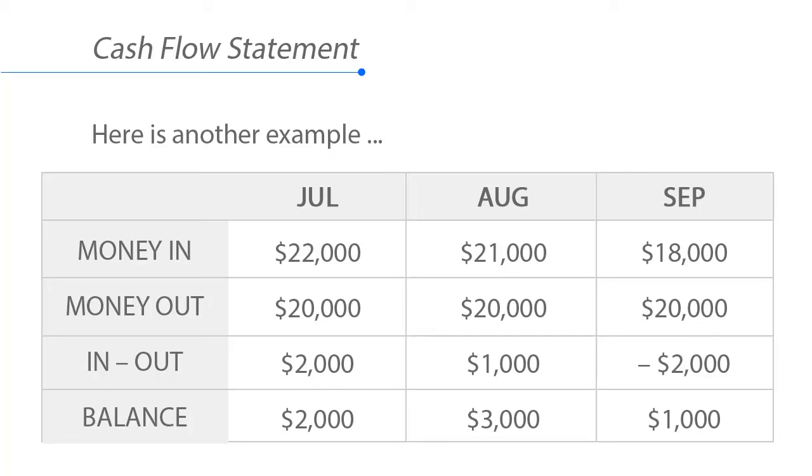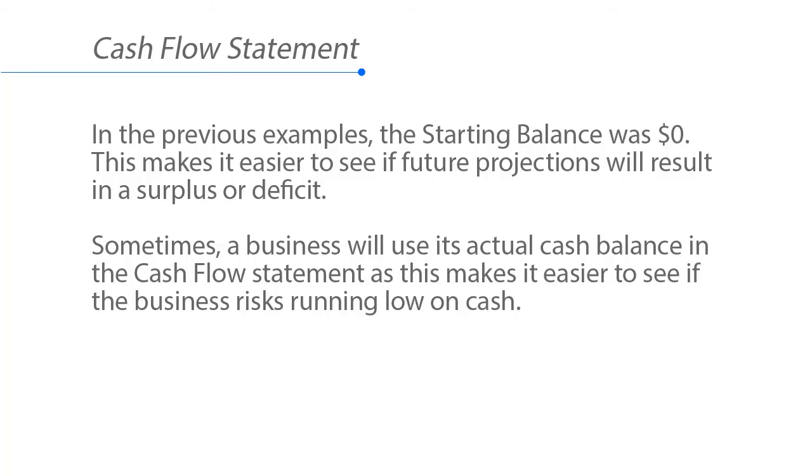In September, we had $18,000 in, $20,000 out for a difference of minus $2,000. So we have to subtract $2,000 from our running balance of $3,000, which leaves us with $1,000 of surplus at the end of September. So in the example that we just looked at, the starting balance was 0. In other words, just before July, the starting balance was 0. And this makes it easier to see if future projections will result in a surplus or deficit.